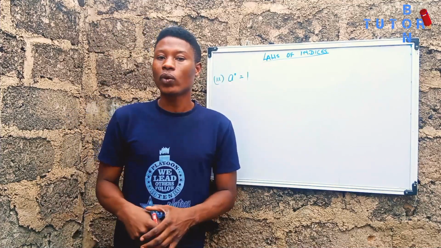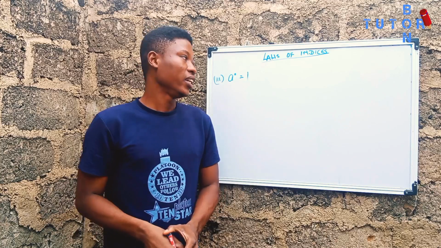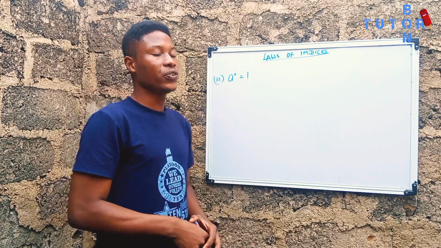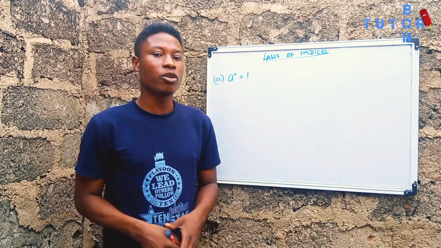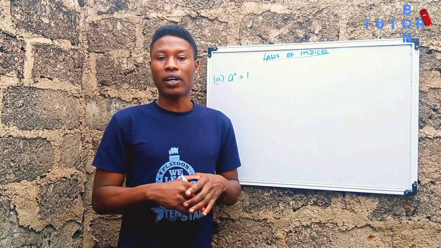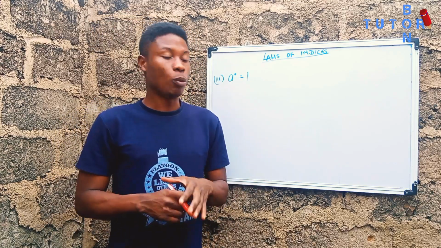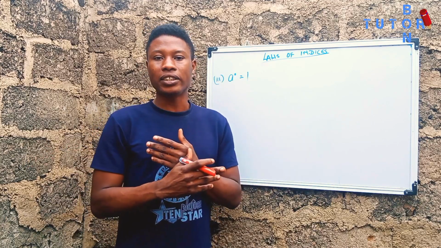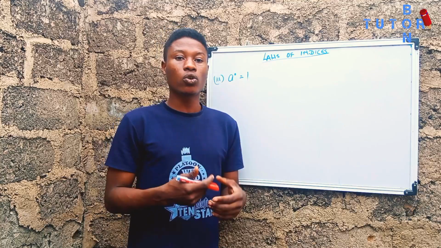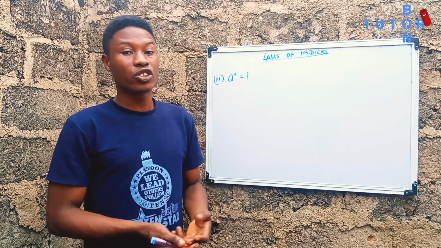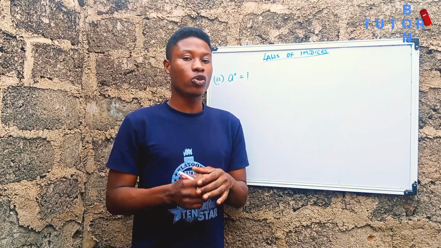The third law is quite straightforward and simple. It says a raised to power 0 is equal to 1. And remember, I said a can be any number. That is, anything raised to power 0 is 1. No matter the value, no matter the magnitude, anything raised to power 0 is equal to 1. If they ask you 200,000 raised to power 0, it will still give you 1.